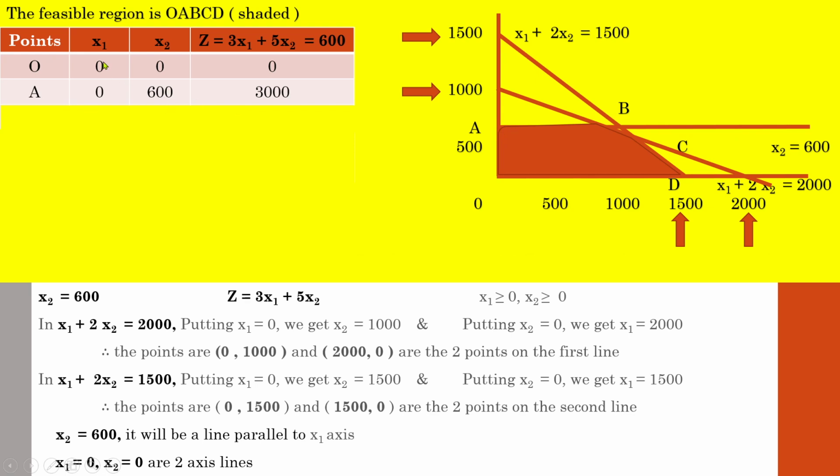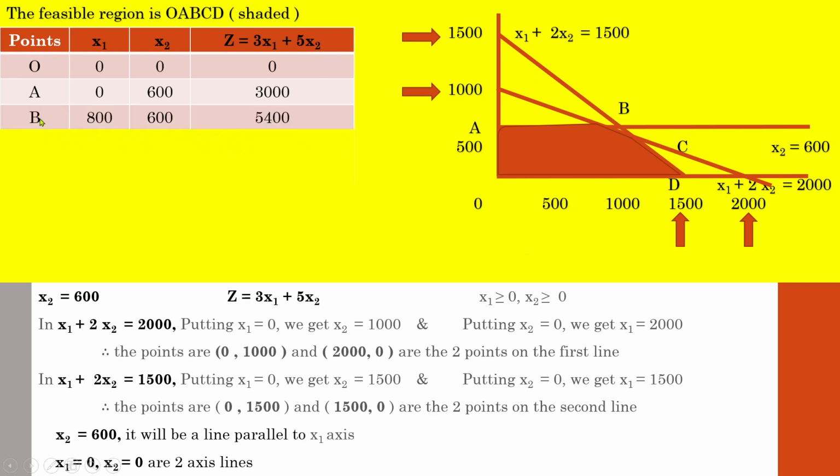So by substituting these points, x1 here will be 0 and x2 is 5 into 600 equal to 3000. By solving that you will get the value 3000. Substituting that you will get the value 3000. Remember the objective function is z equal to 3x1 plus 5x2. There is no value as 600. That accidentally came into the computation.